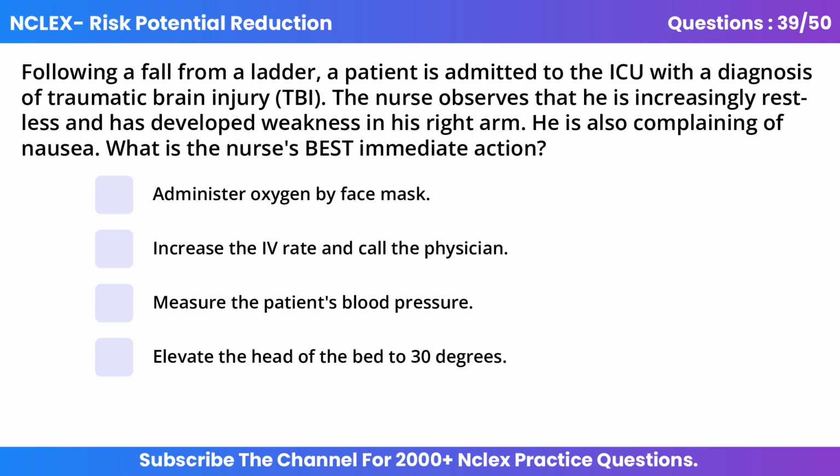Question 39. Following a fall from a ladder, a patient is admitted to the ICU with a diagnosis of traumatic brain injury, TBI. The nurse observes that he is increasingly restless and has developed weakness in his right arm. He is also complaining of nausea. What is the nurse's best immediate action? D. Elevate the head of the bed to 30 degrees.